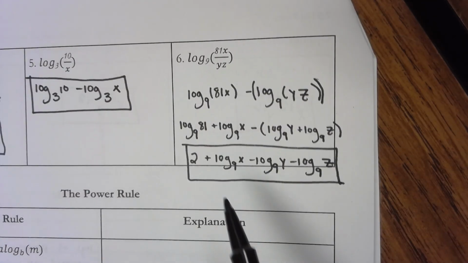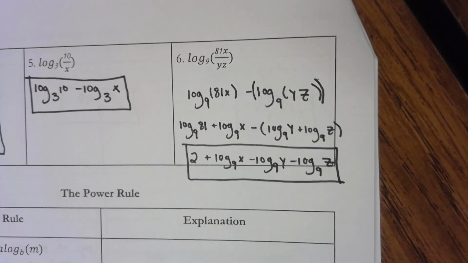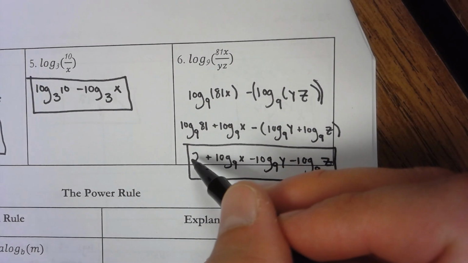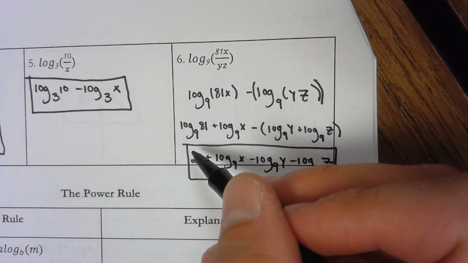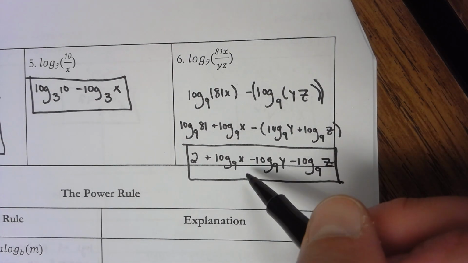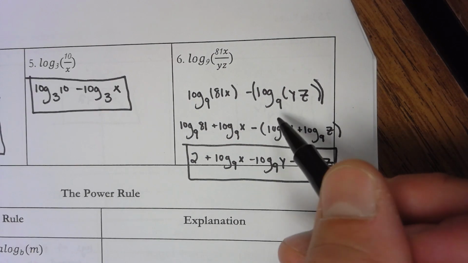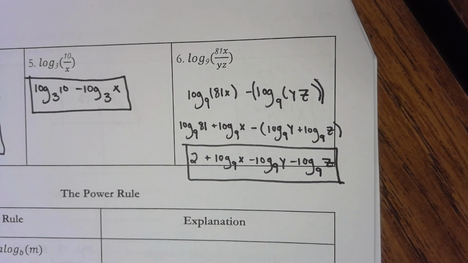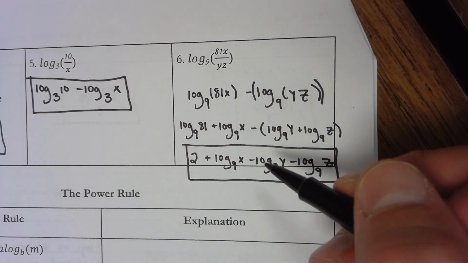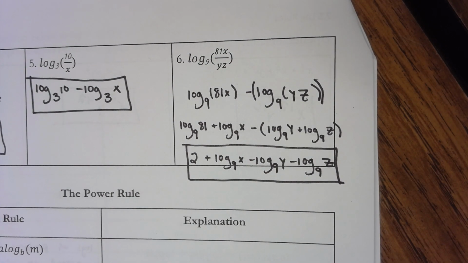So the final simplified expanded log here, log base 9 of 81, that is 2. 9 to the power of 2 is 81. Log base 9 of x, that's positive. That x was in my numerator. Then the other 2 logs are negative because of those terms being in the denominator. So this is the one that will always be a little tricky just because of multiple terms being in that denominator and thus having to be negative.